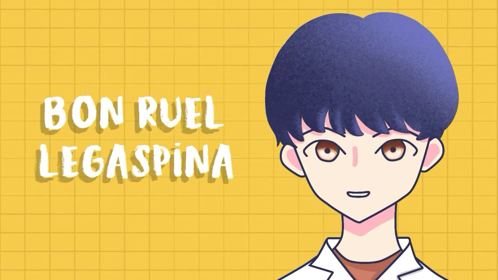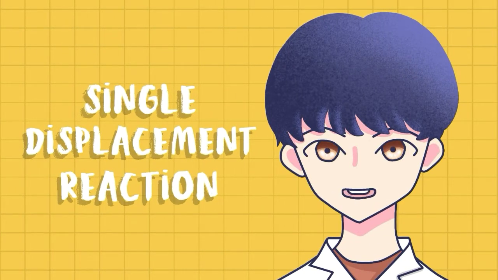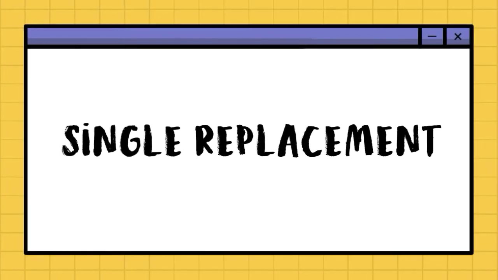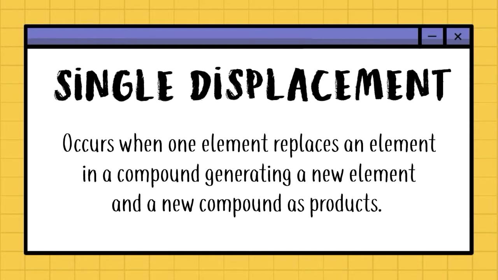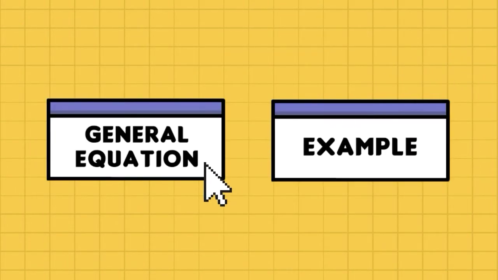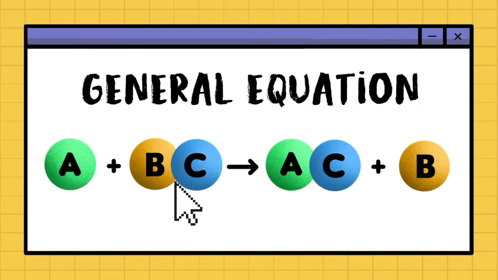Hello, I'm back, and for our next type of reaction, we have single-displacement reaction. A single-replacement reaction, also called a single-displacement reaction, occurs when one element replaces an element in a compound, generating a new element and a new compound as products. The generalized equation for this type of reaction is A plus BC yields AC plus B.